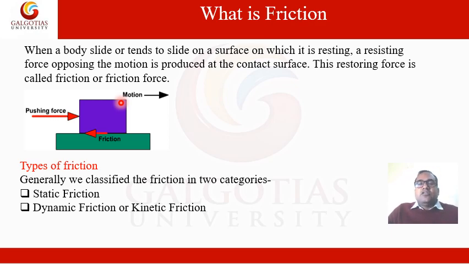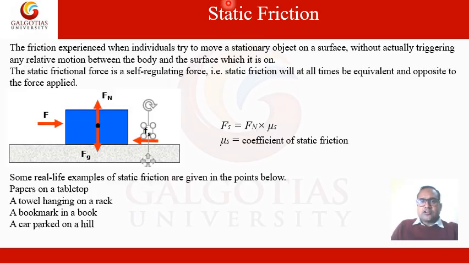Next is, what is the classification, what are the types of friction. Friction is classified into two categories. The first one is static friction, and the second one is dynamic or kinetic friction. Dynamic and kinetic friction are the same. So let us come to static friction. Basically static friction is applicable on stationary objects.